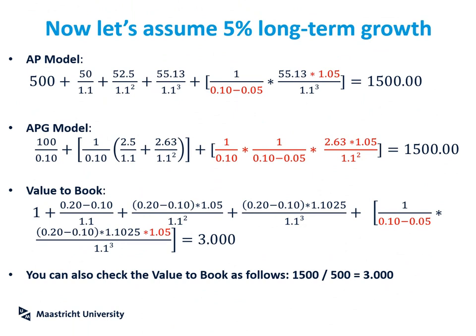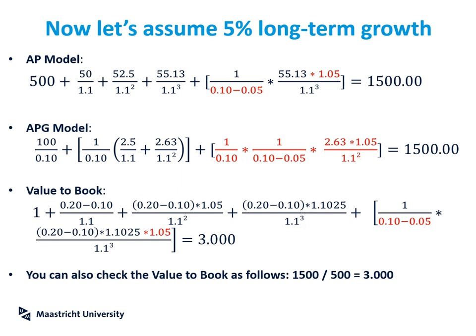Now let's see what changes if we say that we will have 5% long-term growth forever. So in the previous situation, we said that whatever abnormal profits were there, we could keep, but they were not growing. What we say here is that the abnormal profits that were there, we can keep them, but they are also growing at a 5% rate forever.